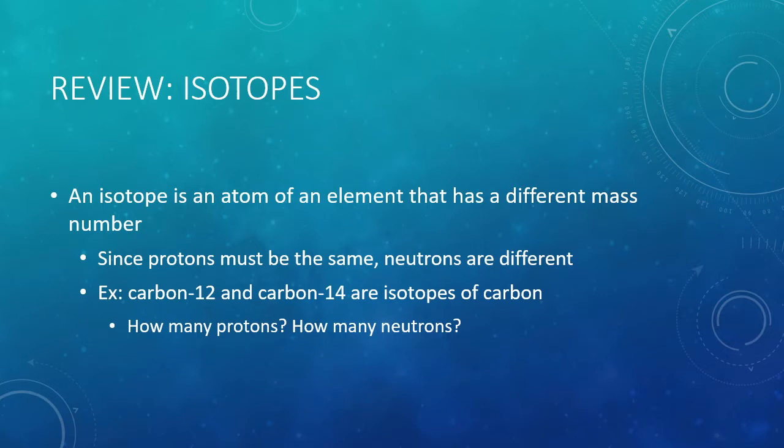Since carbon is atomic number 6, both carbon-12 and carbon-14 have 6 protons. However, they have different mass numbers. So in order to determine the number of neutrons, we would take the mass number for each isotope and subtract 6 from it. So for carbon-12, 12 minus 6 equals 6. That means carbon-12 has 6 neutrons in its nucleus. Meanwhile, for carbon-14, 14 minus 6 equals 8. That means there would be 8 neutrons in the nucleus of a carbon-14 atom.